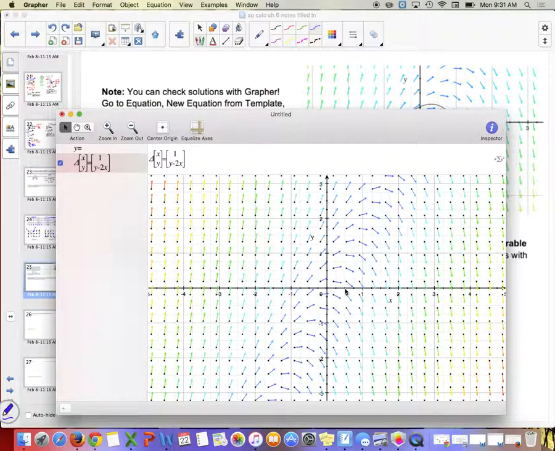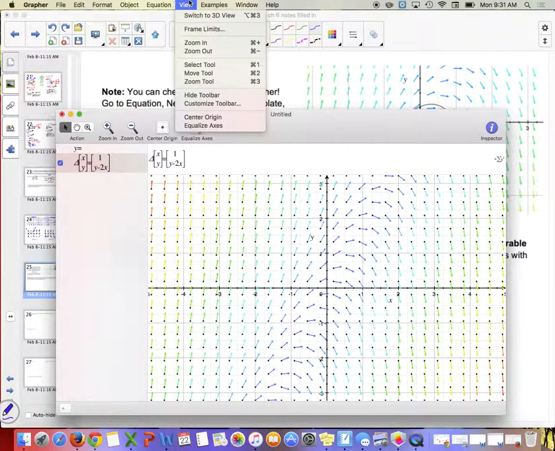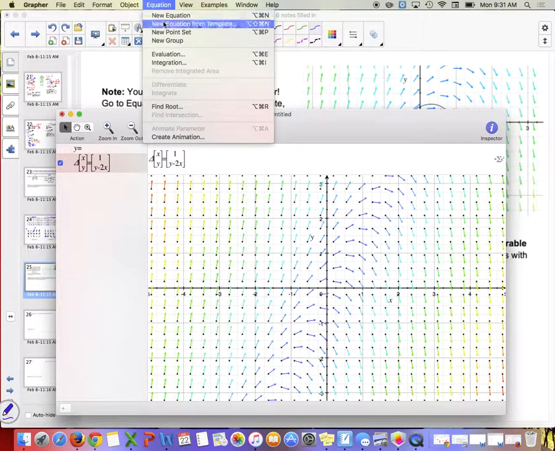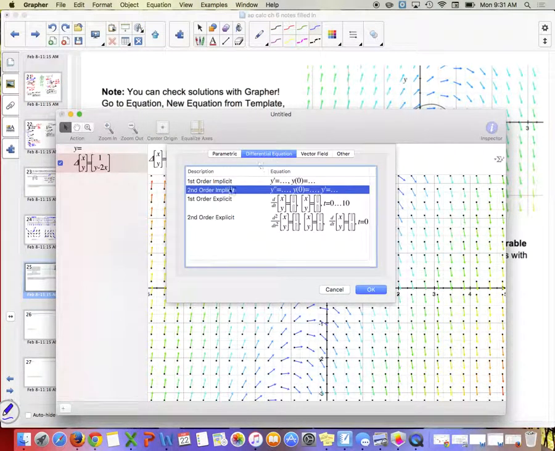Okay, so see how I said there's a whole bunch of those little tick marks? We only did some of them. It makes more sense when there's a lot of them. Can you guys see different possibilities for curves when you see it this way? You have lots of different curves that you could have. All right, and then we do equation, new equation from template, and now we go to differential equation.